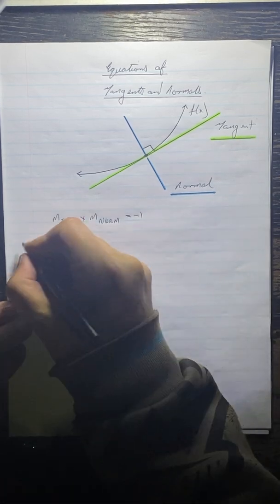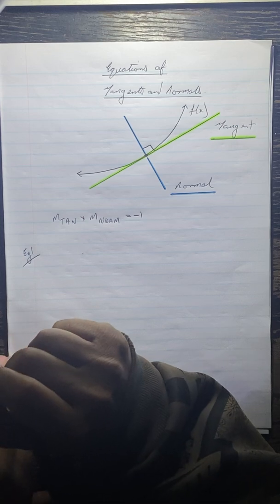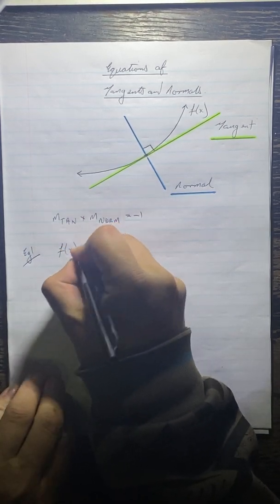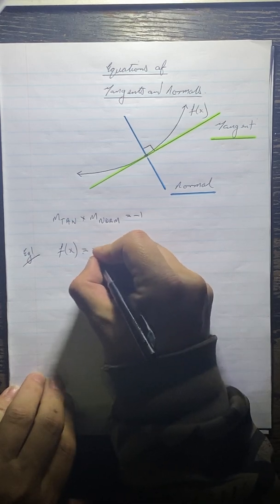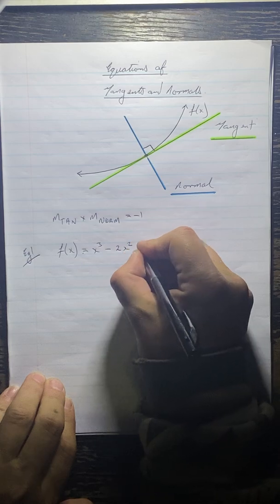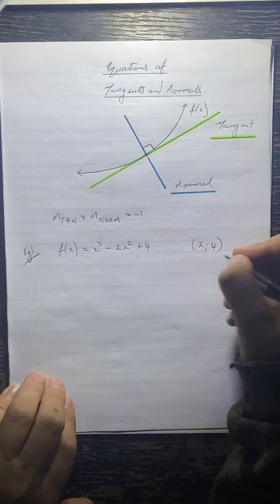So for example 1, it says determine the equations of the tangent and the normal to this graph, f(x) = x³ - 2x² + 4, at the point (2, 4).